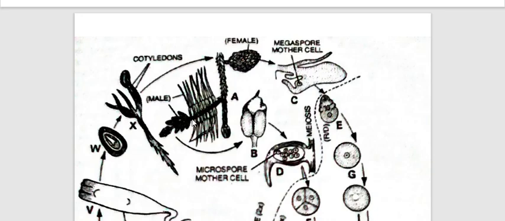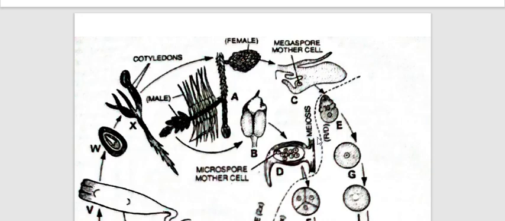Then male cones are formed by the arrangement of the microsporophylls, and on the lower side of the microsporophylls, two microsporangia are produced, and in these microsporangia, microspore mother cells are produced.